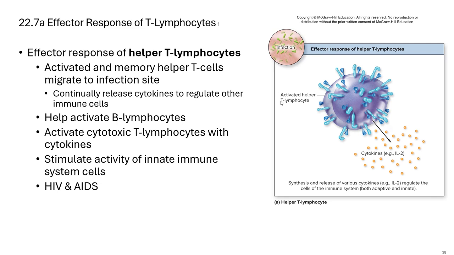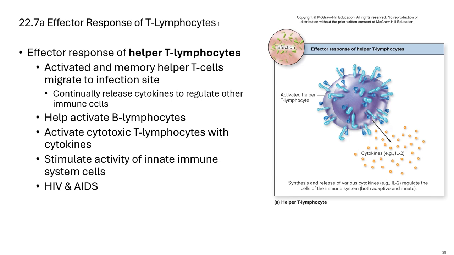So our helper T cells, whenever they become activated, remember, these are CD4. They have the CD4 molecule. They're going to bind with MHC2 on our antigen presenting cells. They will become activated, and when they activate, they turn into the activated helper T cell and the memory helper T cell. And really, these have an extremely important role to play with both the cell-mediated immunity and the antibody-mediated immunity, right?